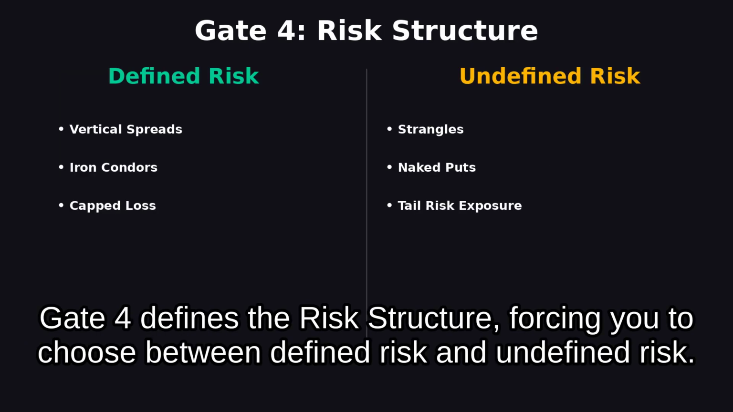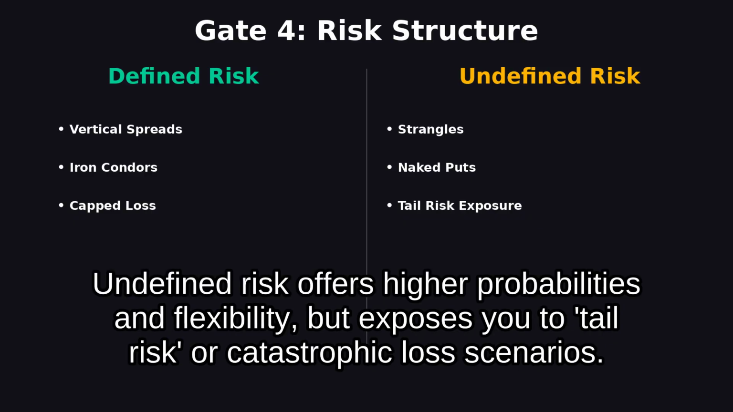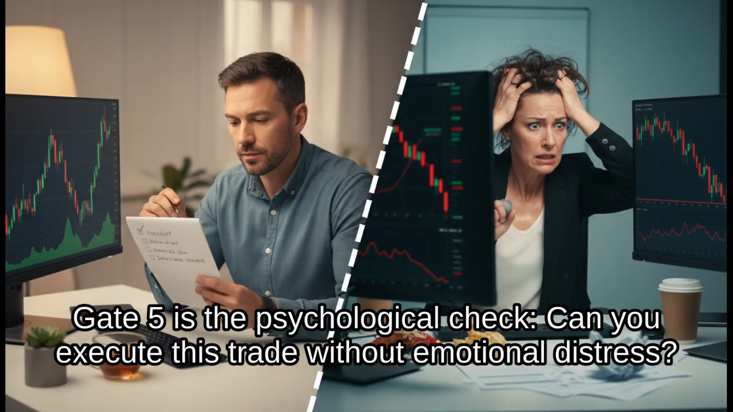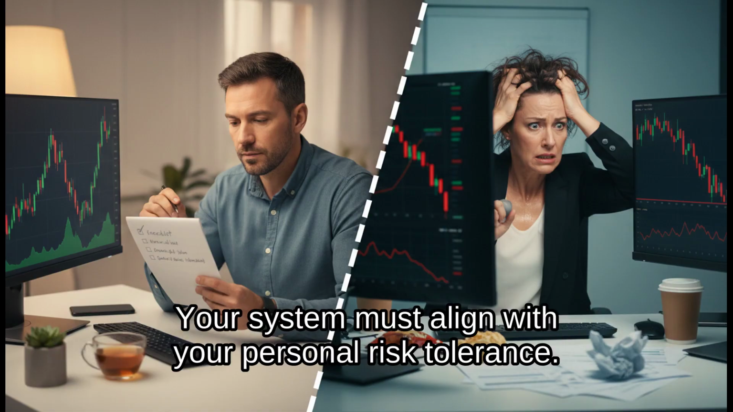Gate 4 defines the risk structure, forcing you to choose between defined risk and undefined risk. Defined risk spreads cap your losses but lower your probability of profit. Undefined risk offers higher probabilities and flexibility, but exposes you to tail risk or catastrophic loss scenarios. Gate 5 is the psychological check. Can you execute this trade without emotional distress? If the position size keeps you awake at night, the trade fails this gate regardless of the math. Your system must align with your personal risk tolerance.